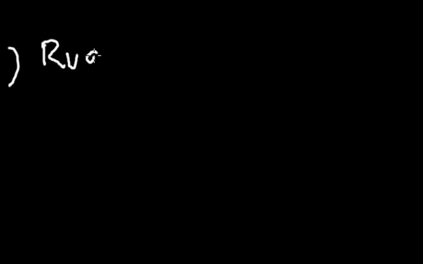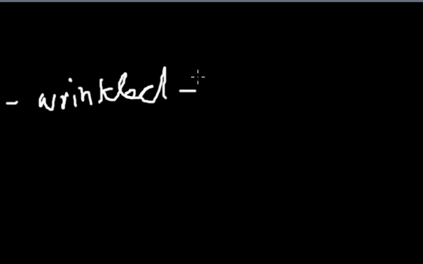Another case is what is called rugose, and once again it will be easier to discern a rugose leaf by touching it, because the surface is wrinkled.